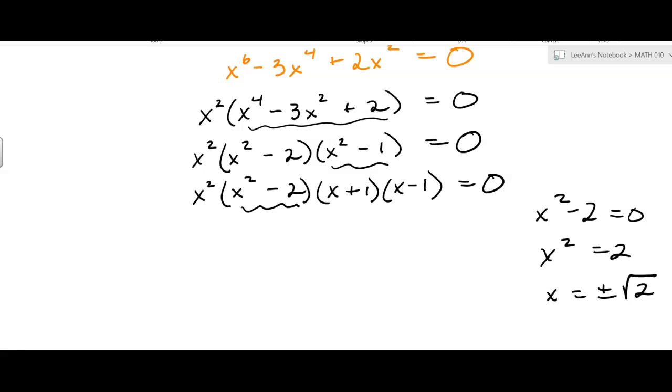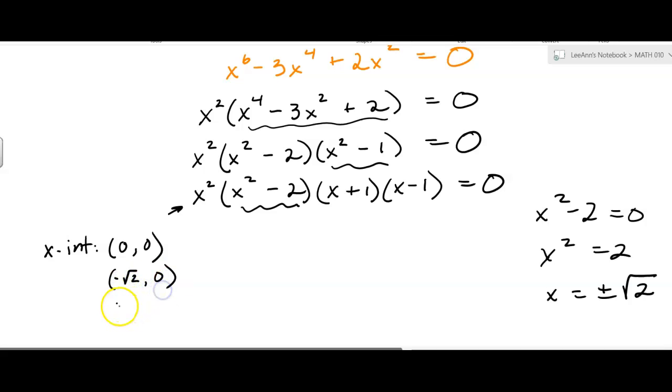And so we're going to have these zeros, or x-intercepts, sorry, x-intercepts. My guess is they're going to write them as ordered pairs, but I'm not sure. You're going to get a 0 from here, so 0, 0, because if x is 0, that whole function is equal to 0. You're going to have one with negative square root 2, comma 0. You're going to have one with positive square root 2, comma 0. You're also going to have one from here, negative 1, comma 0, and one from here, 1, comma 0.